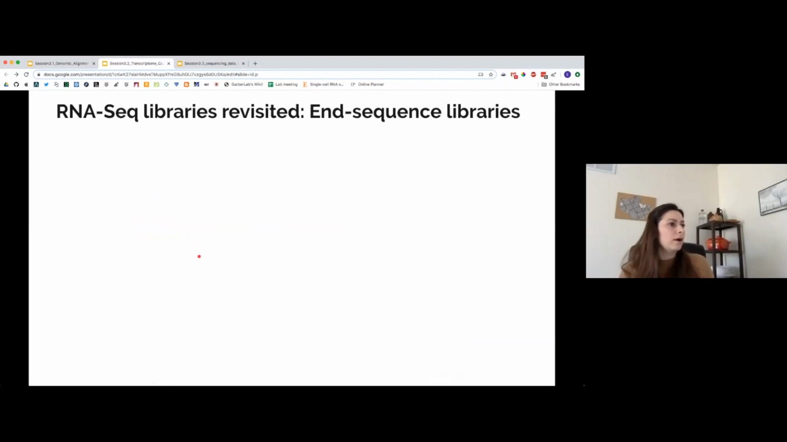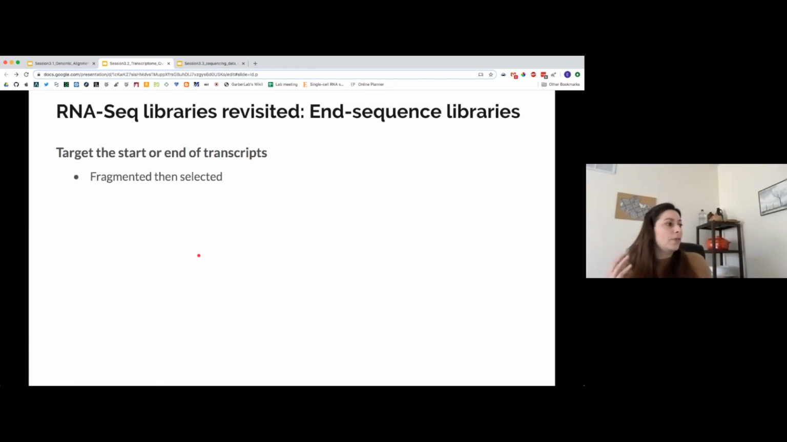So the last thing I want to go over before you guys actually do your quantification and get your results is that RNA-seq libraries don't come all in the same shape and form. So we've been talking about libraries that cover the entire transcript, which are the most common, but there's other methods to generate libraries that try to capture the end of the transcript instead of the whole transcript.